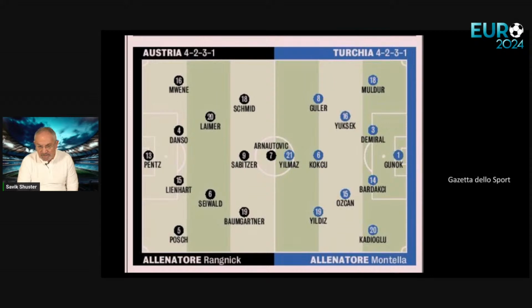Sabitzer I showed you already, but now I'm going to show you another game, and together Sabitzer and Leimer, how much of the field they cover. Now, Vincenzo Montella, the manager of Turkey, decided to substitute Çalhanoğlu with Kokcu. Now, Kokcu is a very talented player. He's a central midfielder. He gives a lot of goal passes. He scores himself. He's a good player, obviously.